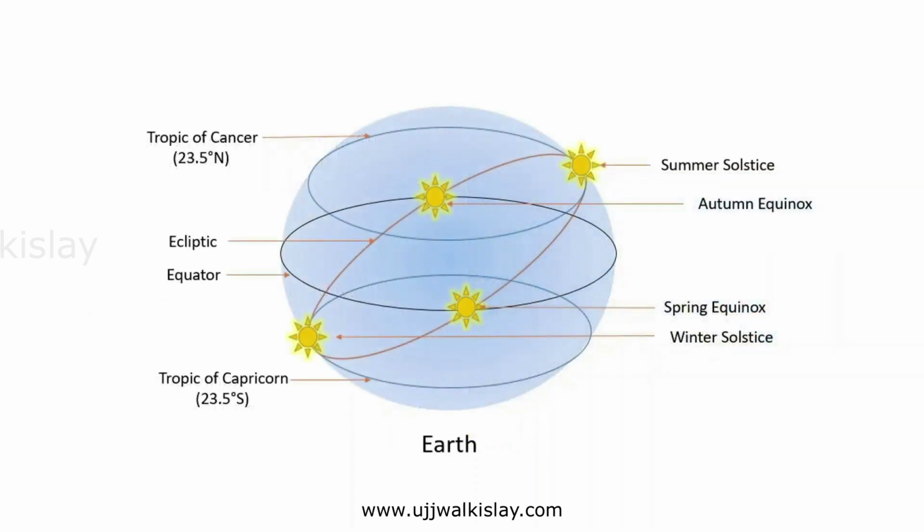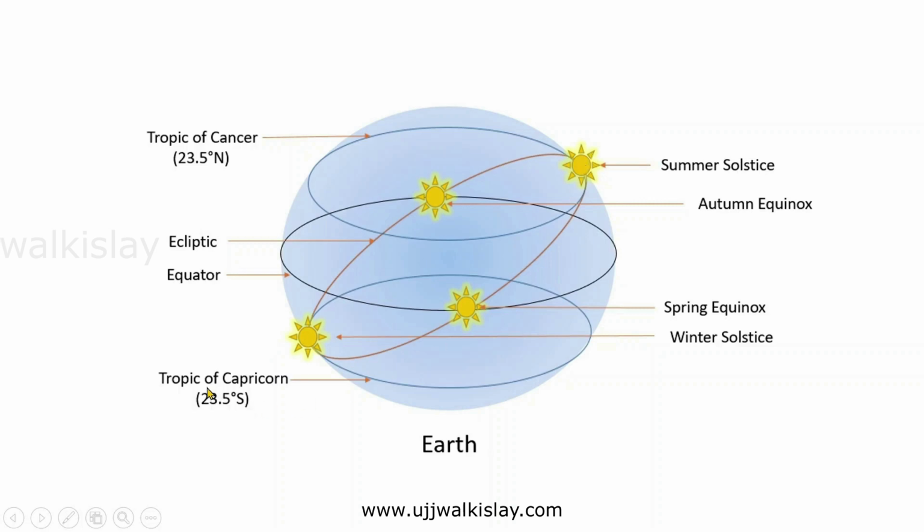Let us understand about the solstice and equinox using this diagram. As you can see, this is a diagram of Earth. At the center we have the equator. At 23.5 degrees north we have the Tropic of Cancer. We have the Tropic of Capricorn at 23.5 degrees south. This is the path of the sun, known as the ecliptic.